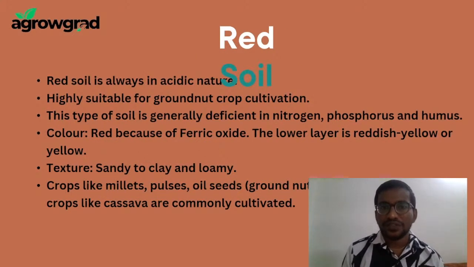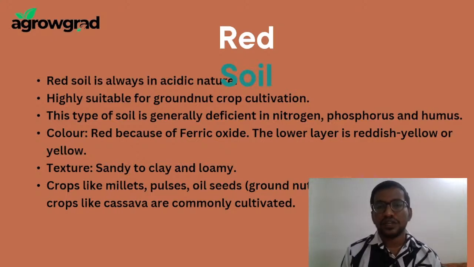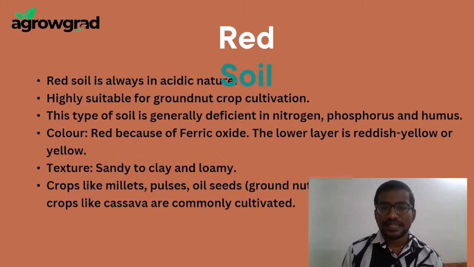And red soil is always acidic in nature, highly suitable for groundnut cultivation, because groundnut doesn't need water retention, and we already know that this soil has a low water retention capacity. This type of soil is generally deficient in nitrogen, phosphorus, and humus, and because of the ferric acid, the lower layer is reddish yellow or yellow. You can go for millet, pulses, oilseeds, especially groundnut, gingelly, castor, and tuber crops like cassava. You can mostly cultivate these on red soil.